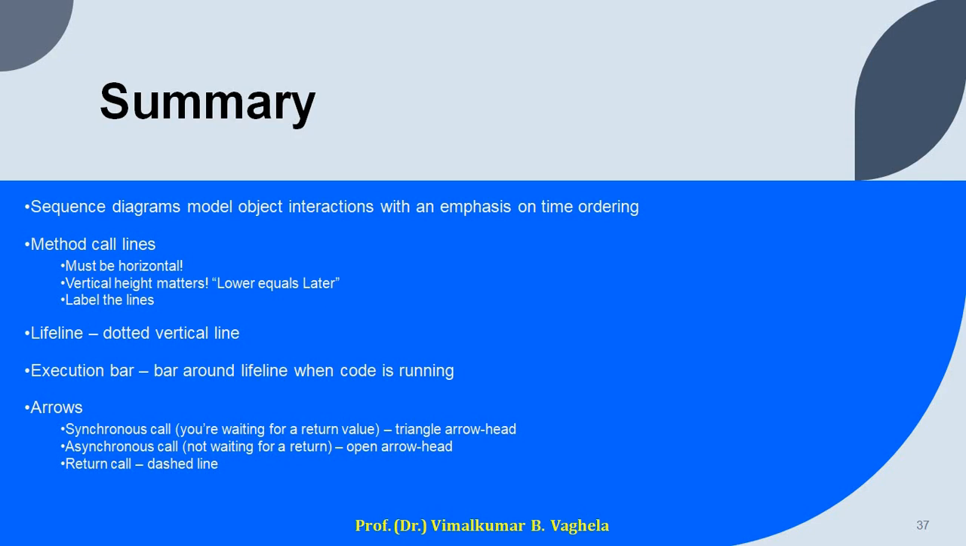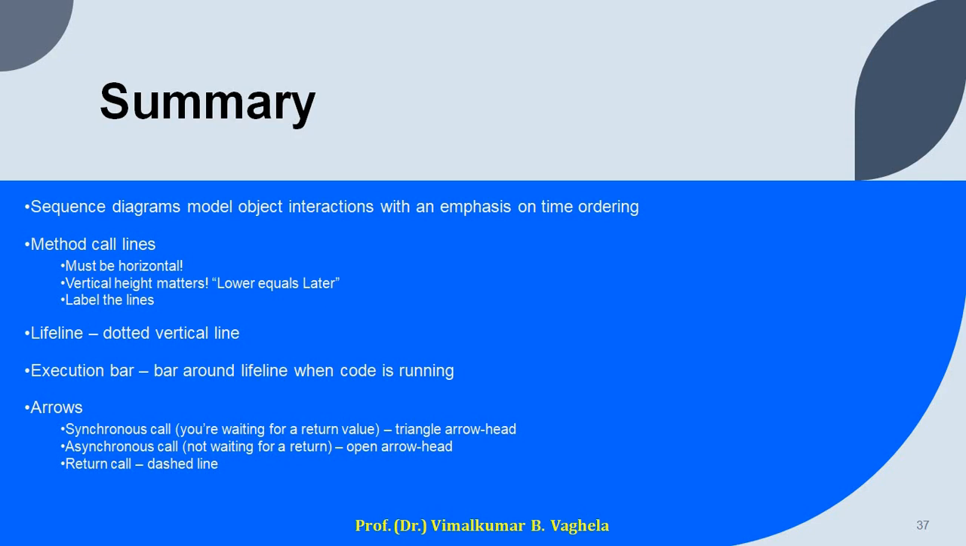We have seen the different notations, the guidelines, and when to use a sequence diagram. A sequence diagram models the object interaction with emphasis on time ordering. The method call lines must be horizontal; vertical height matters, the lower the later. Always label the lines. Lifelines are dotted vertical lines. The execution bar is the bar around the lifeline when the code is running.